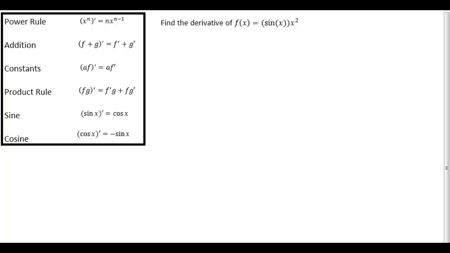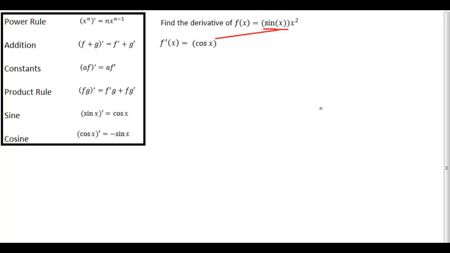Here we have two functions multiplied together, the sine x and the x squared. When we multiply two functions, we use the product rule. F times g prime. Our f prime of x is going to start by taking the derivative of sine x, the first of those two functions multiplied together. And when we do that, we get cosine x. I've left it in parentheses just because the original one's in parentheses. So that sine x turns into a cosine x when we take its derivative.